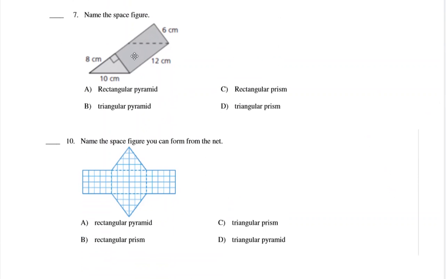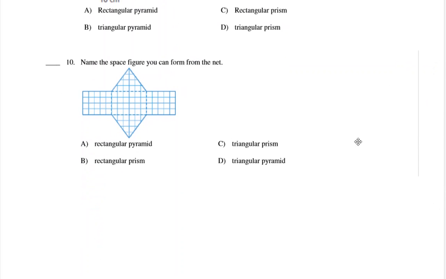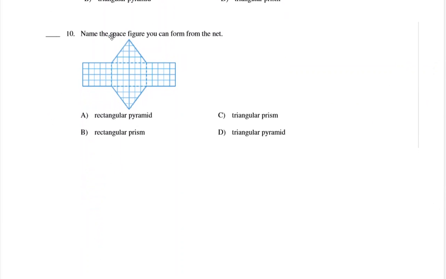Okay, same thing. What is this? The base, the two bases, which bases always have to be parallel to each other. These bases are triangles, and obviously does not have only one vertex at the top, so it would be a prism.